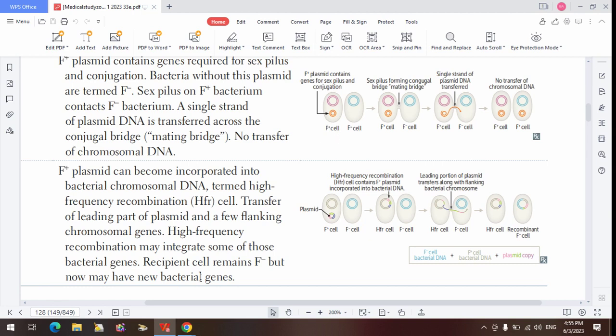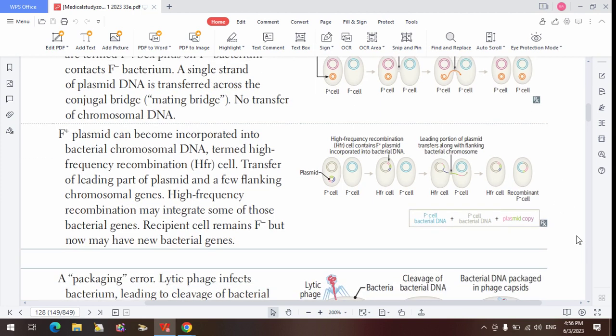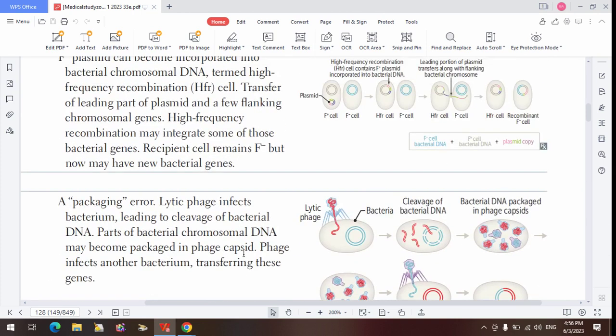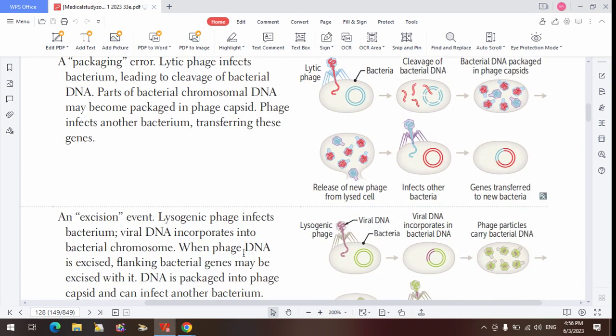This last statement confused me. For it to do what? Say it again, sorry. For it to contain the plasmid and become F positive, it needs to combine with an F positive cell. Okay, that makes sense. So that will be recombination. Okay. So maybe when we see questions, it's going to be clear. Yeah.